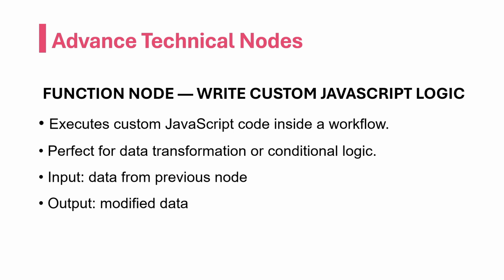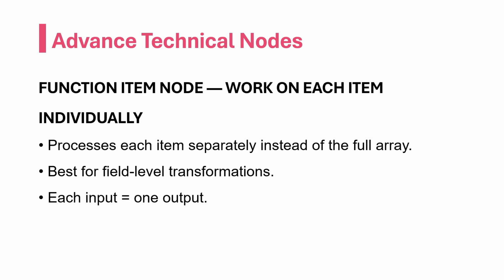Then we are going to see the next node, that is the function item node. It is also one of the most important, and it is the smaller version of the function node that we previously discussed. Instead of dealing with the entire list, it processes one item at a time. For example, you can ensure all emails are lowercase before sending them to a database. It's simple, clean, and prevents mistakes during data transformation.